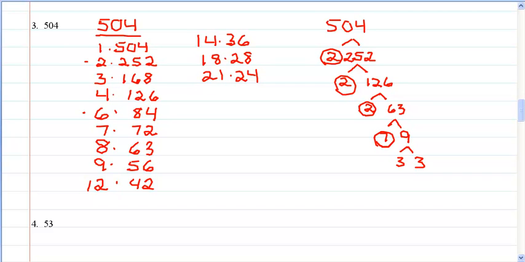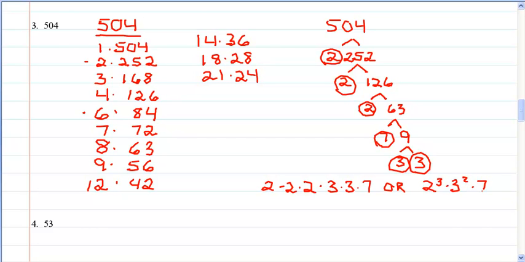So I have 3 2's, a 7, and 2 3's. So I can write the prime factorization as 2 times 2 times 2 times 3 times 3 times 7, or as 2 to the third times 3 squared times 7.